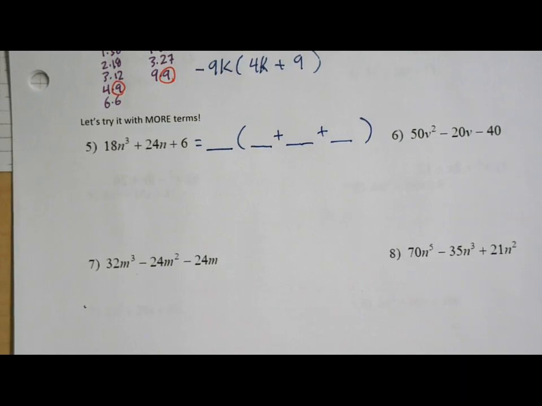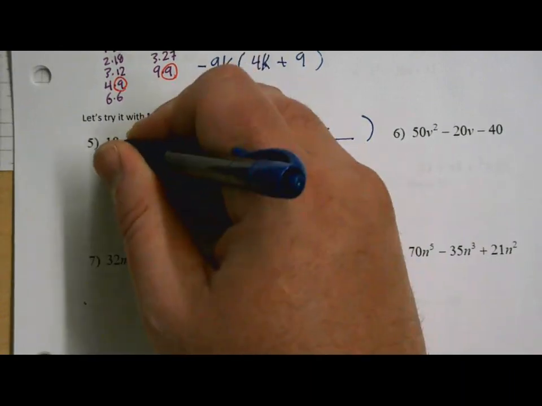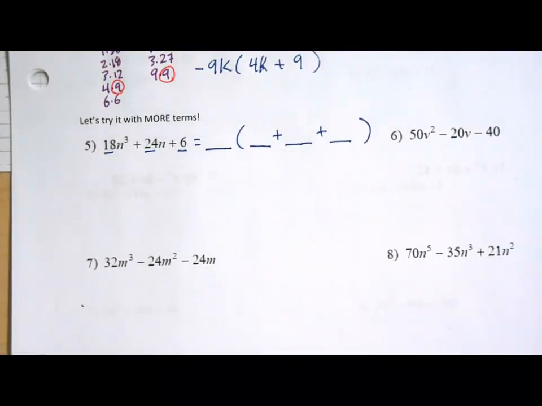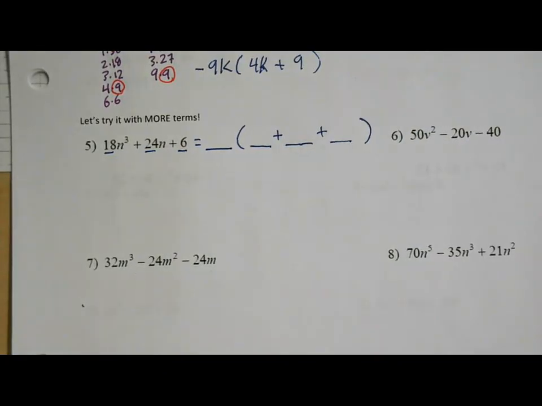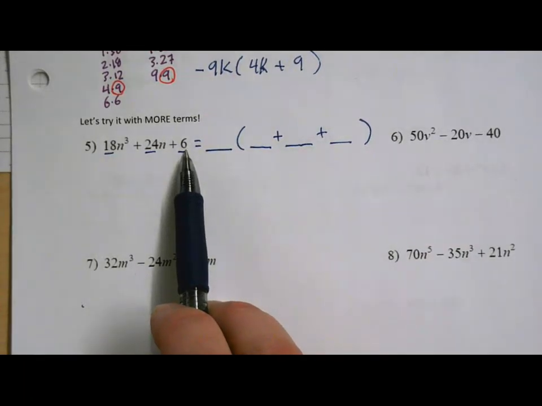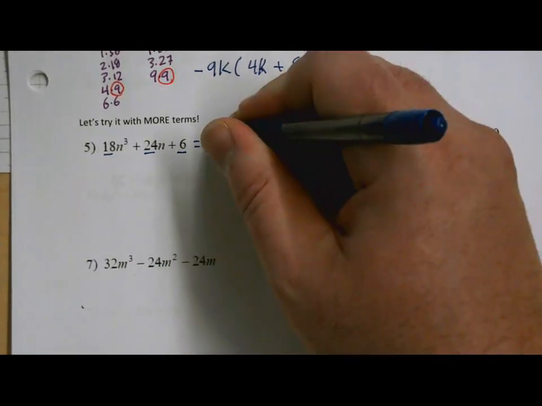Let's see if we can do this shortcut way this time. I want you to look at these numbers, 18 and 24 and 6. What is the largest number that goes into 18 and 24 and 6? 6 goes into all of them, right? And there's nothing bigger than 6 that can go into 6, right? So I'd say our GCF is going to have a 6 in it.